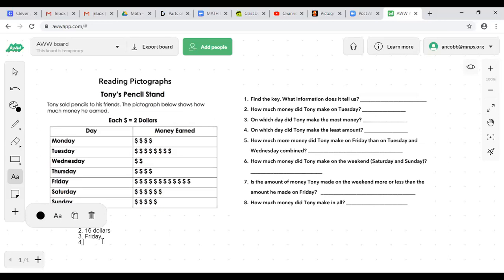Moving on to number 4, we have on which day did Tony make the least amount? So we have to look at the day where we have the lowest number of dollar signs. And I can see that it's Wednesday because he only made $4 on Wednesday.